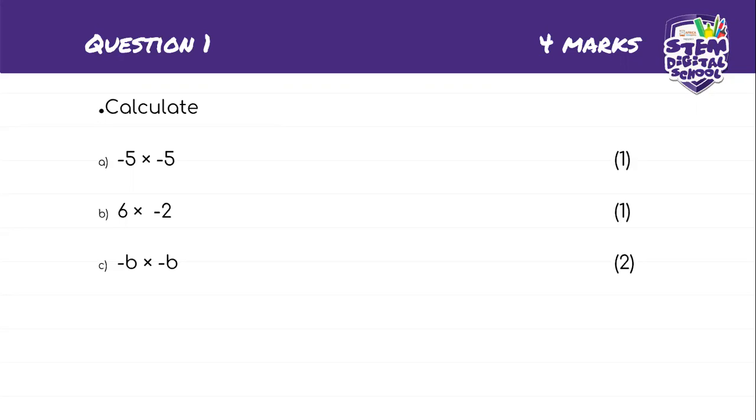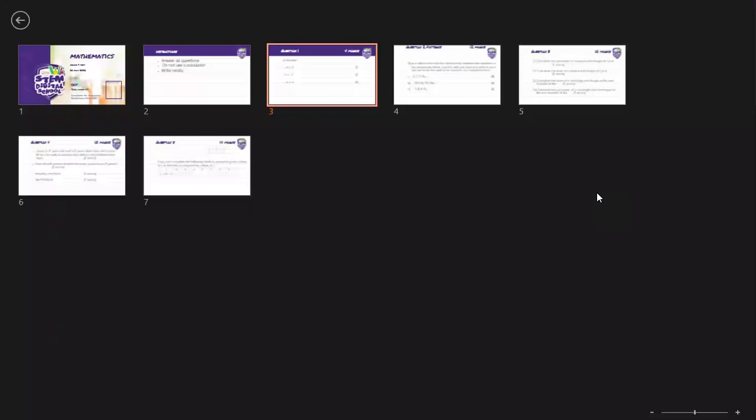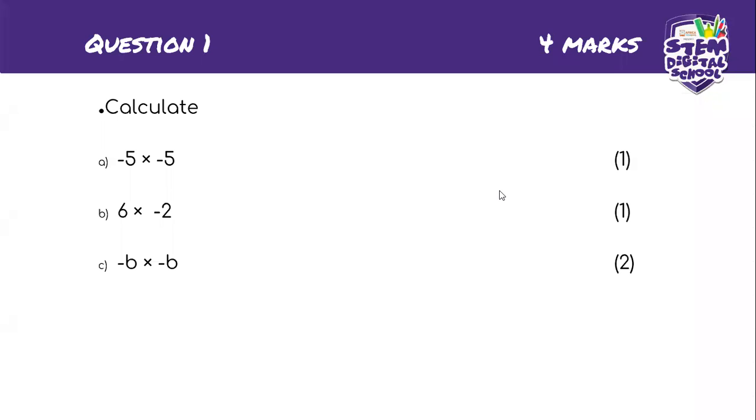Today, what is -5 times -5? Remember, when you multiply a negative number by a negative number, you will always get a positive number. Don't forget that. Mudian says the answer will be positive 25. Remember that when you multiply negative by negative, you definitely get a positive number.